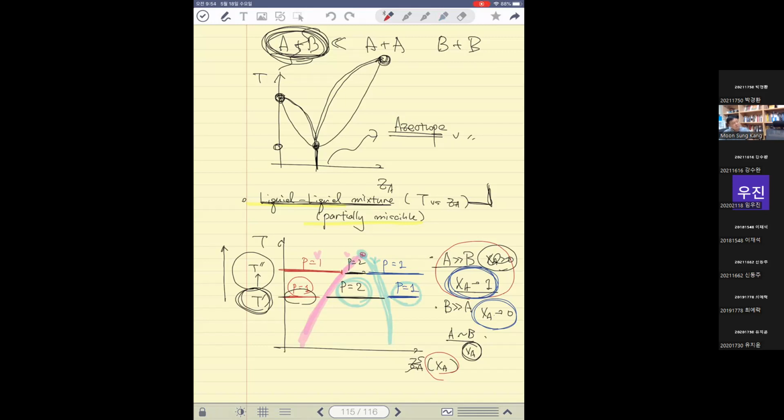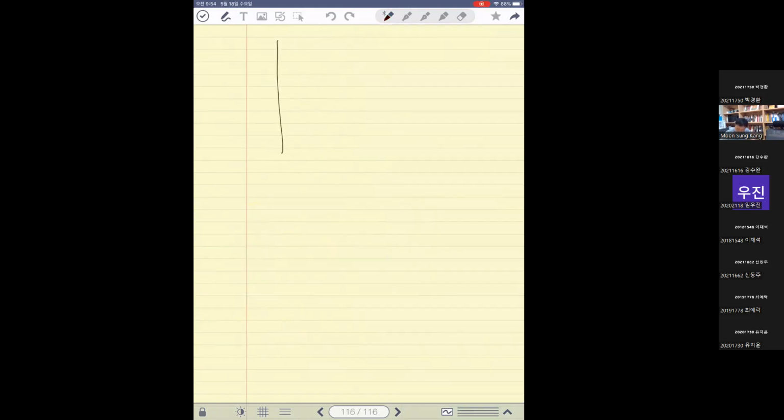And once these lines cross each other, let's say this temperature is T triple prime, and if the temperature is higher than T triple prime, then A plus B will be mixed well, regardless of the composition, right? So here you're going to have P equal to 1 at any time, right? So if I draw this again, T for a liquid partially miscible mixture.